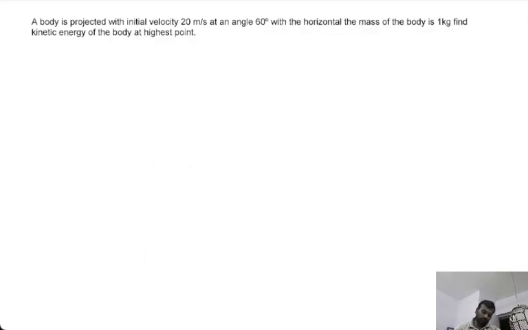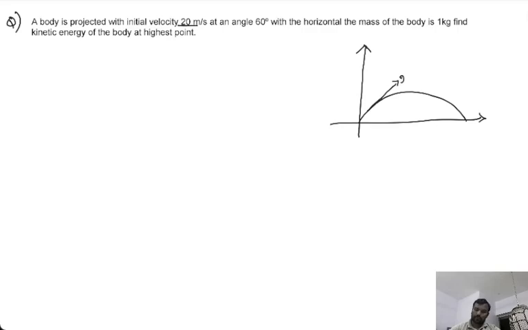Next problem. We find the kinetic energy at the highest point in a projectile motion. According to the question, a body is projected with initial velocity 20 meter per second at an angle of 60 degrees with the horizontal. The mass of the body is how much? 1 kg. Find the kinetic energy of the body at the highest point. The highest point means maximum height.